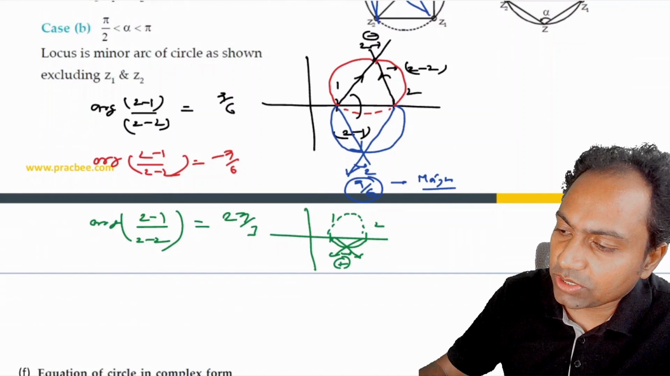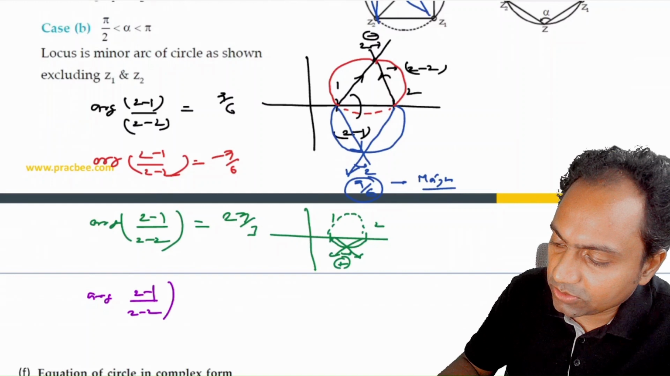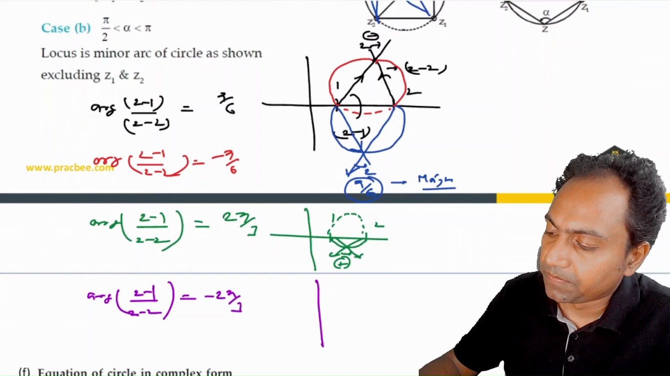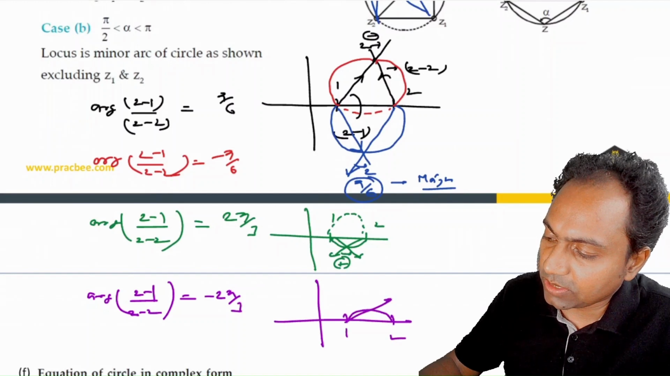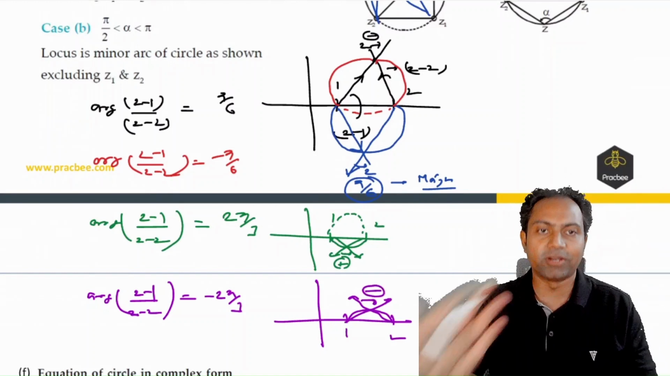And if I change this question a little bit and write here argument of (z minus 1) by (z minus 2) is equal to minus 2 pi by 3, again this will be 1 and 2, but it will come on the other side, because now you can see that from z minus 1 to z minus 2, I am moving in a negative direction. So still it is a minor arc, but the orientation changes.